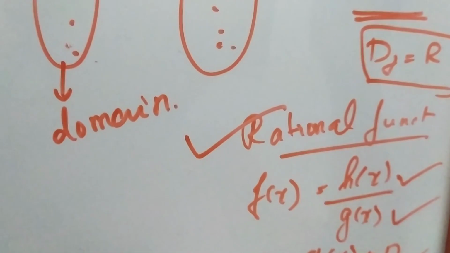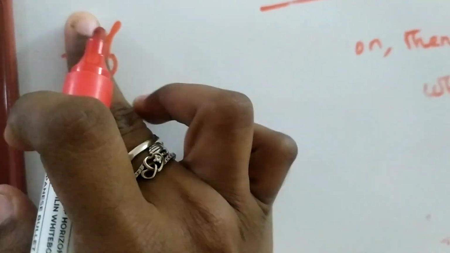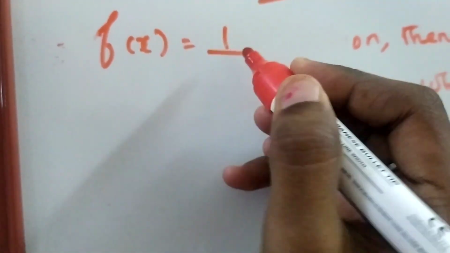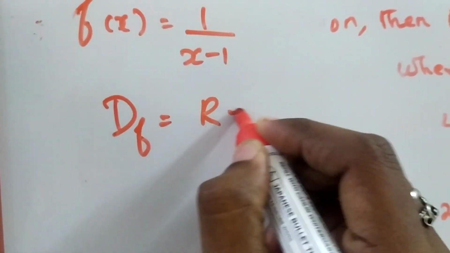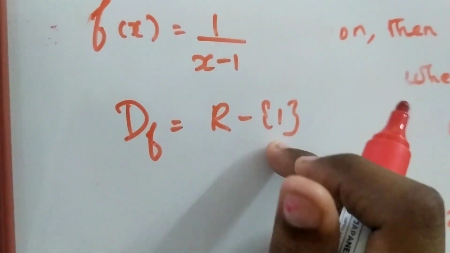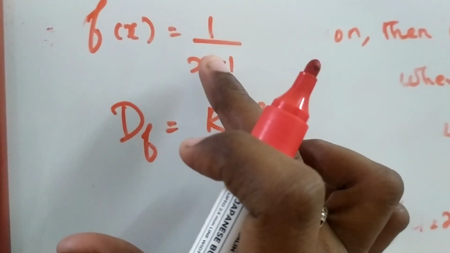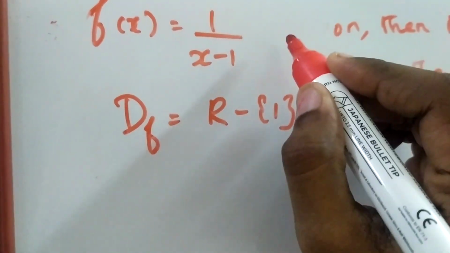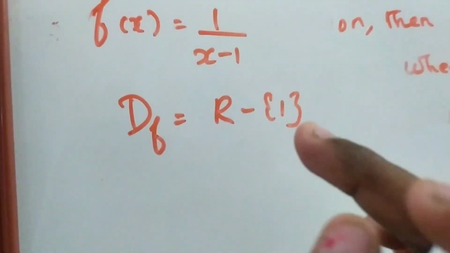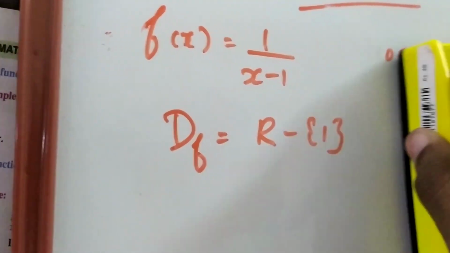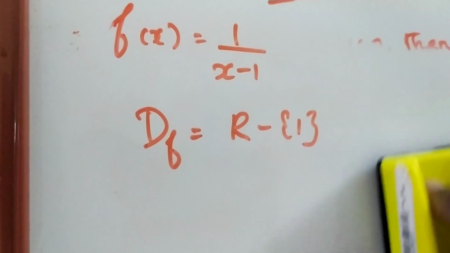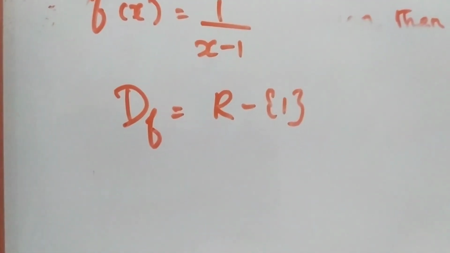I will tell you some examples of this rational function. Suppose you are considering f of x to be 1 by x minus 1. The domain of this function is real numbers minus 1. Because if you put 1 here, you will get 1 minus 1 is 0, so 1 by infinity you will be getting. So except 1, you can take any value. Understood?